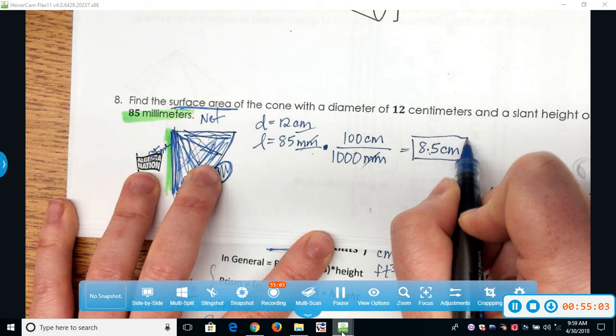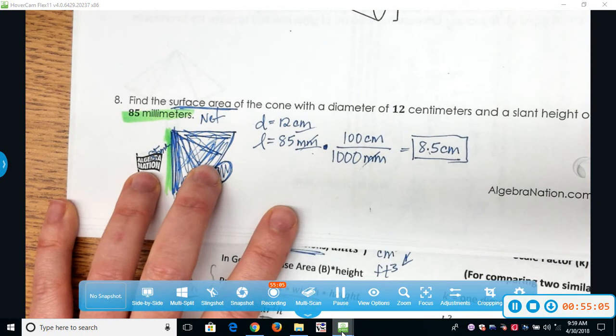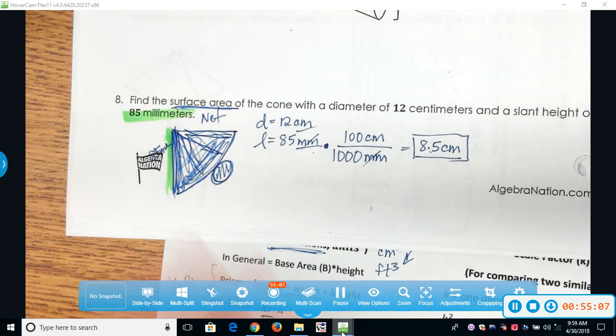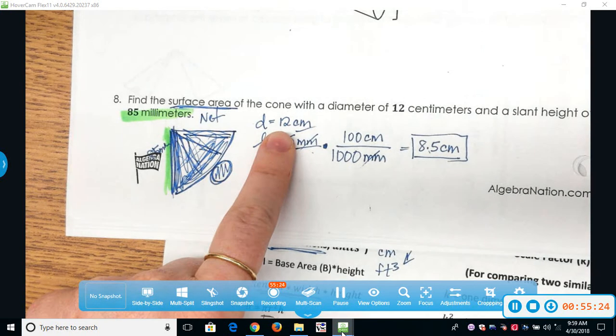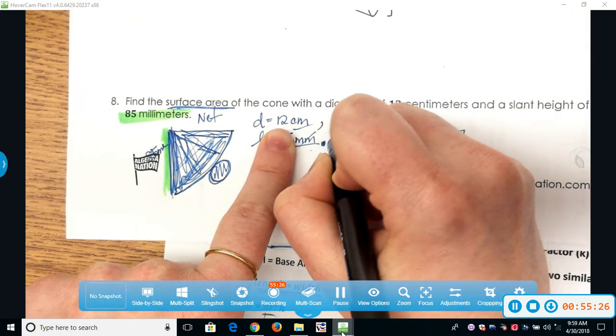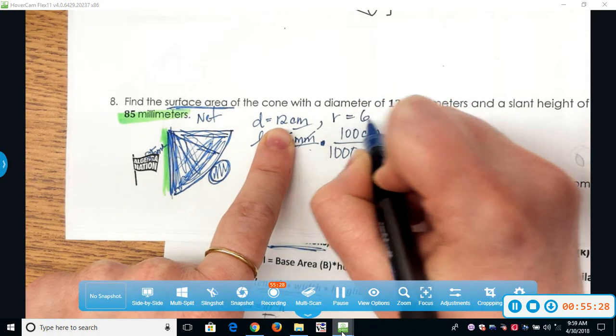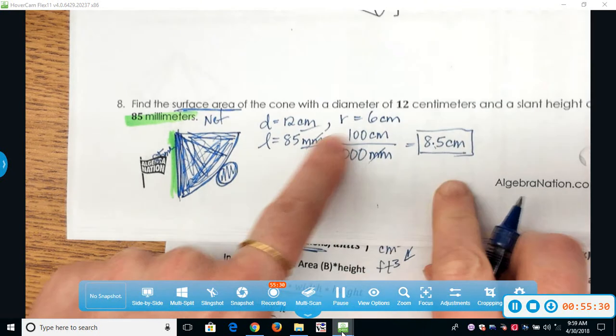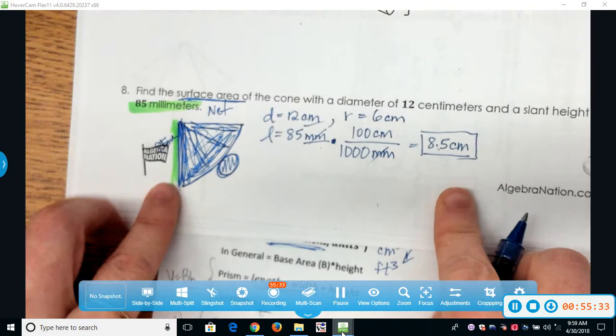Alright, I've done this one. I cheated. You're essentially just moving the decimal one place. Alright, so now that our units are consistent, I'm going to think about this for a hot minute. I know I have a circle. I want the radius for area. I don't want the diameter, so I'm going to go ahead and say the radius is 6 because that's half of 12.